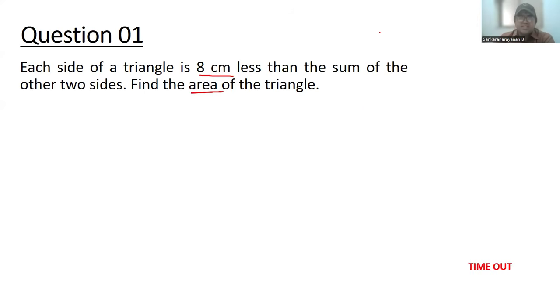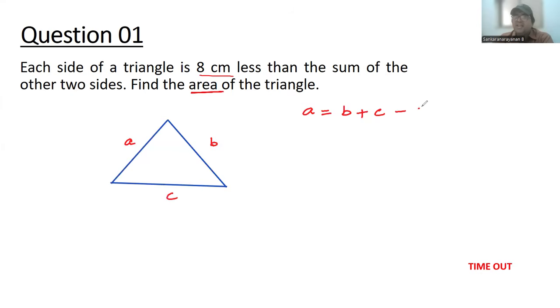Now, if you have a doubt how it actually works, no problem, I shall explain. I'm considering a random triangle here. I'm not saying that it's an equilateral triangle. Let the sides be A, B, and C. It's given each side of the triangle is 8 centimeters less than the sum of the other two sides, right? So I can say A is equal to B plus C minus 8.